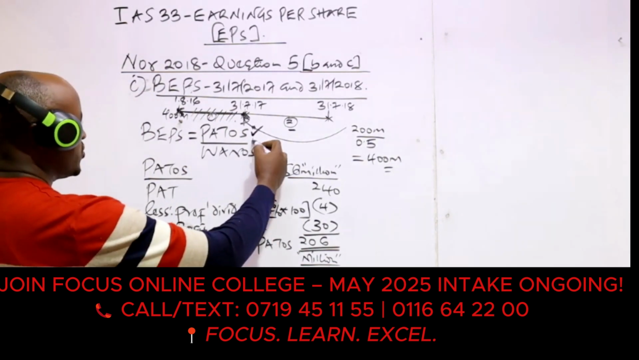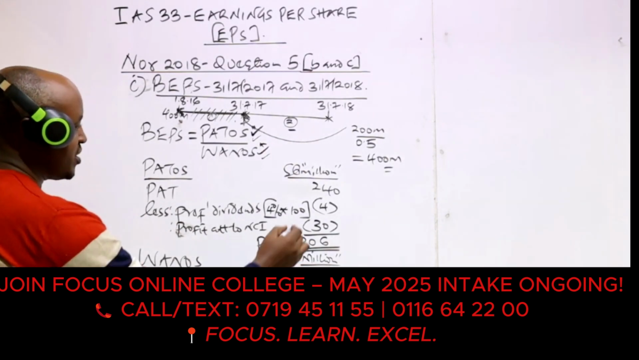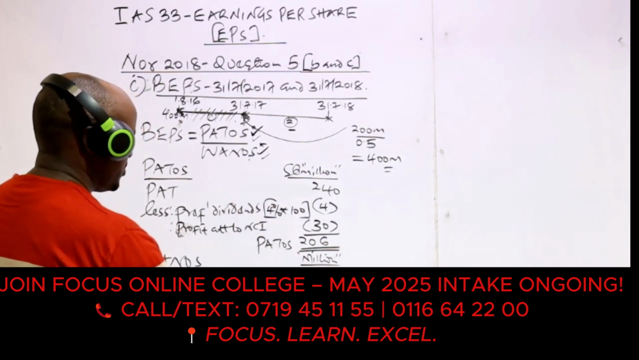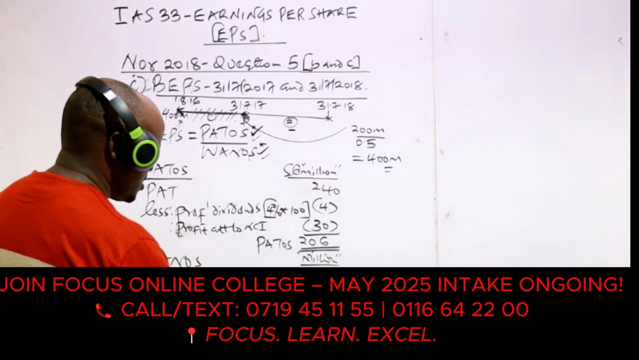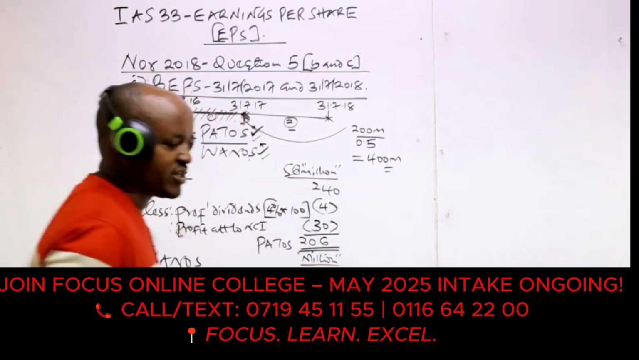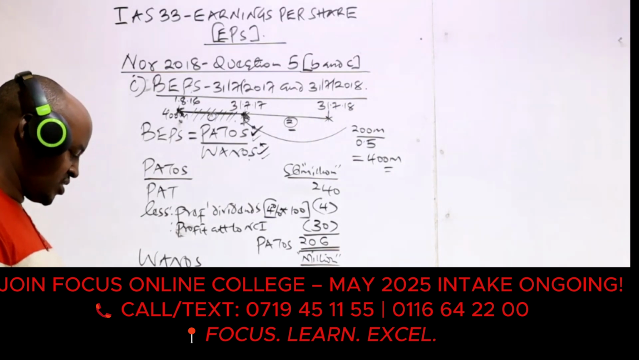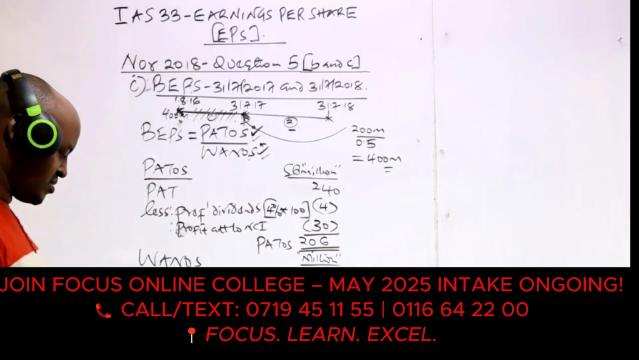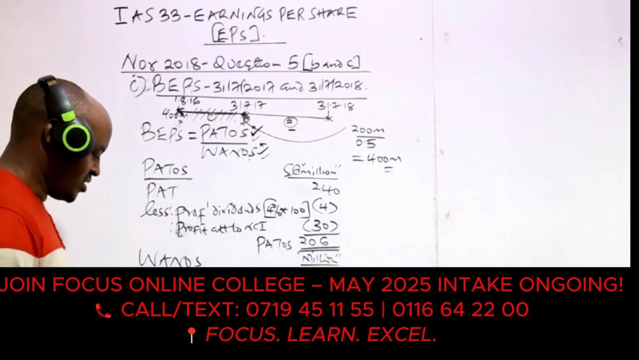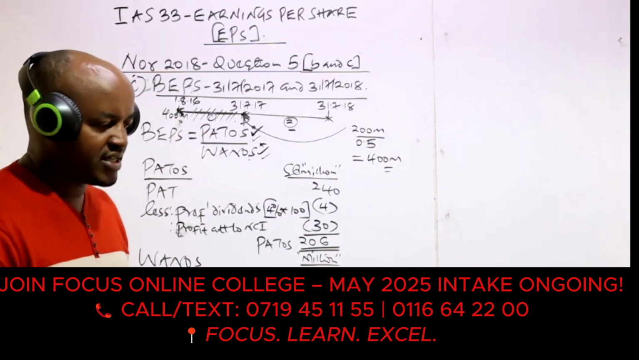And basically having those two figures, we can then proceed and compute the basic earnings per share, which will be equal to the PATOS, which we have here, 206 million. We divide that with the one-offs, which we have here, 400 million. And the answer which we get here, we give it as shillings per share. So let's divide those two figures. So we have 206 divided by 400 million, which will give us 0.515. So therefore, this is the earnings per share for that year.